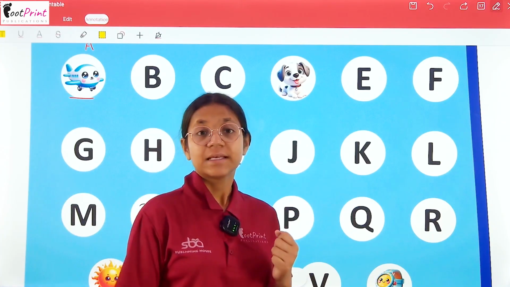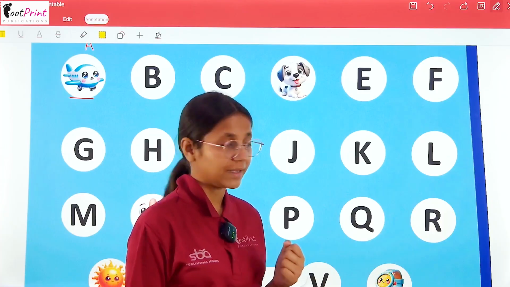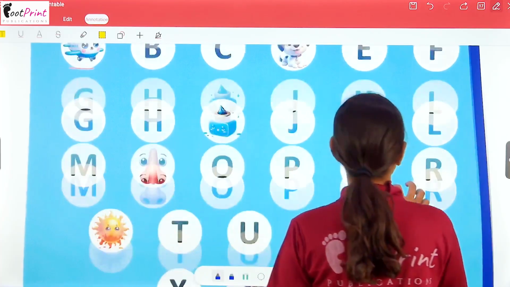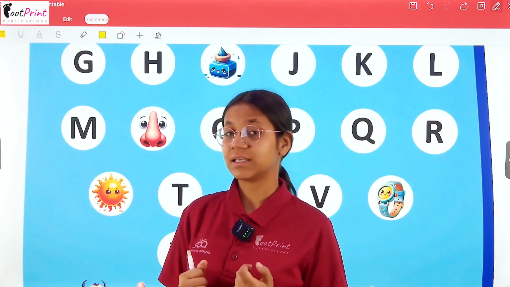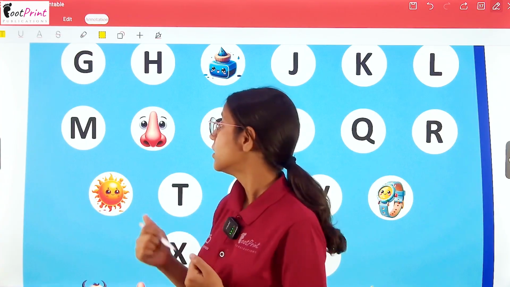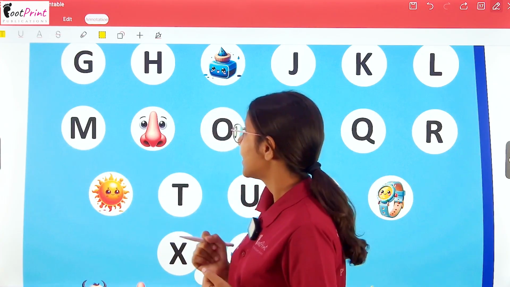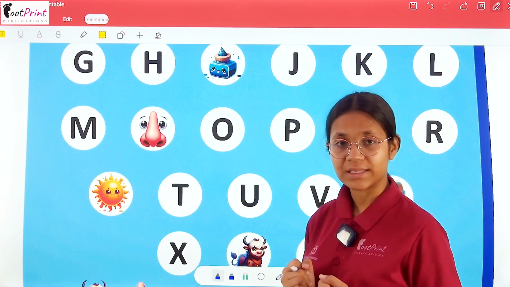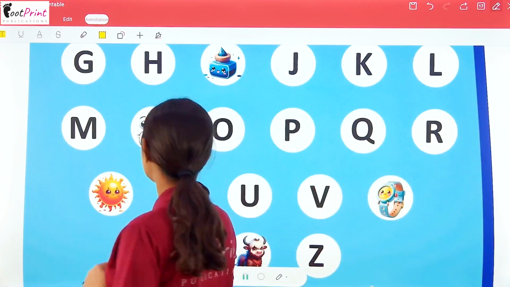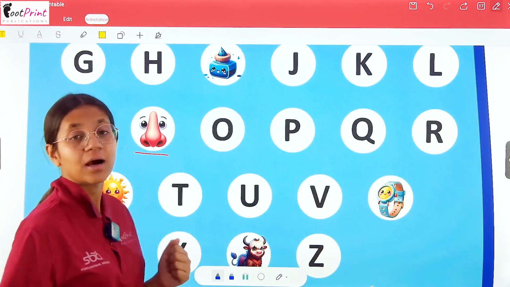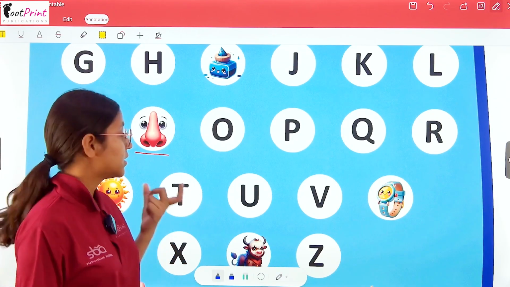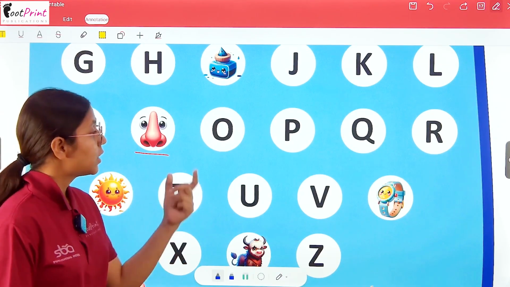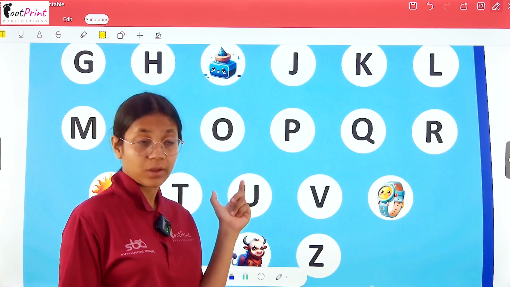K says kite. L says lion. The king of a jungle. Now M says monkey. And what's this? A nose. So nose starts with the letter N. So N says nose. O says orange.